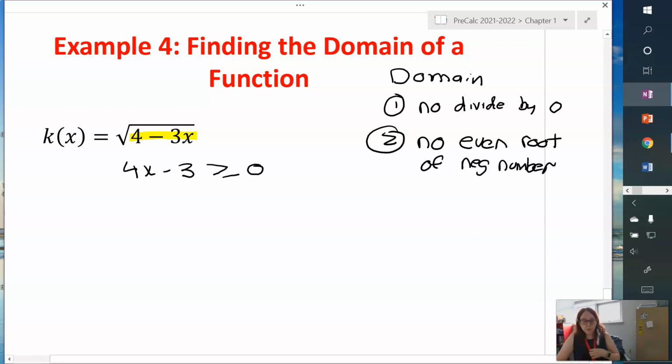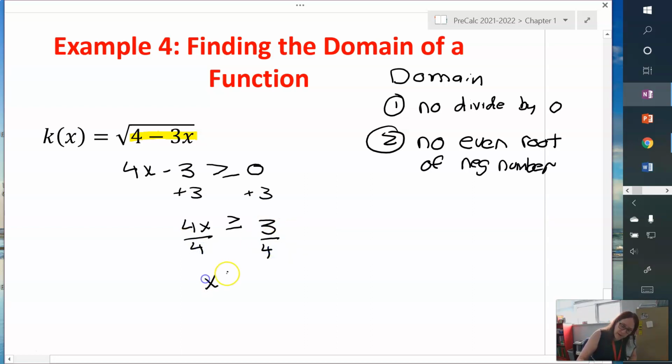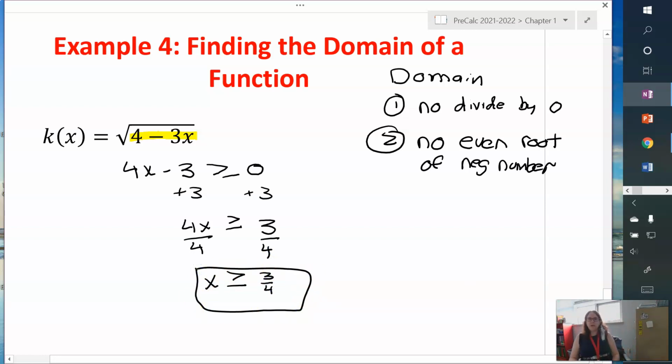So I'm applying rule number 2. I'm going to solve this inequality. I'm going to add 3 to both sides. I get 4x greater than or equal to 3, and then divide both sides by 4, and I get x greater than or equal to 3 over 4. That's the domain of this function. X is allowed to be greater than or equal to 3/4.